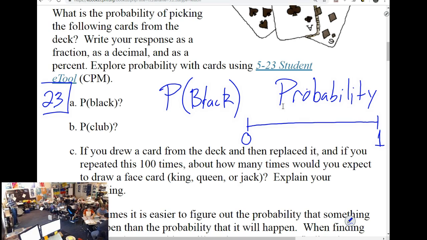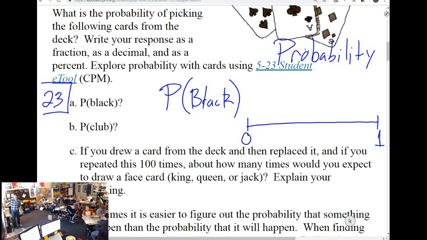What does a probability of 0 mean? Impossible, right? Cannot happen. What's a probability of 1 mean? Ooh, not just very likely. It's certain. So above your 0, if you put your 0 above, this is impossible. And this over here we call certain. C-E-R-T-A-I-N.